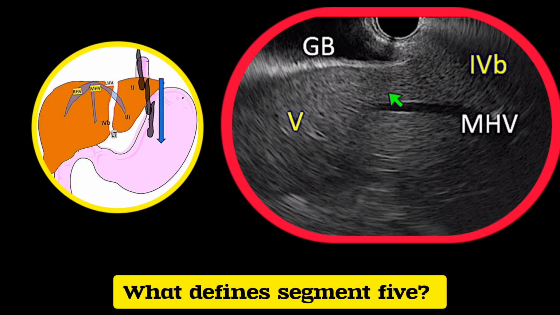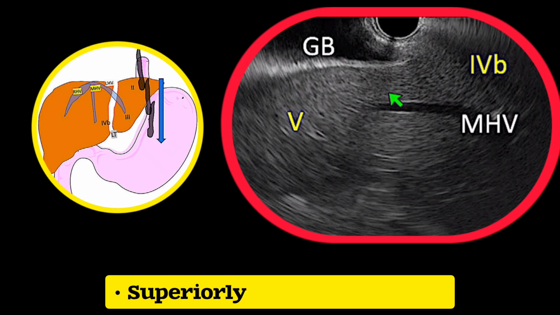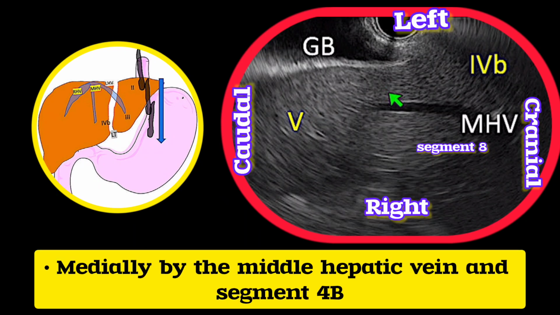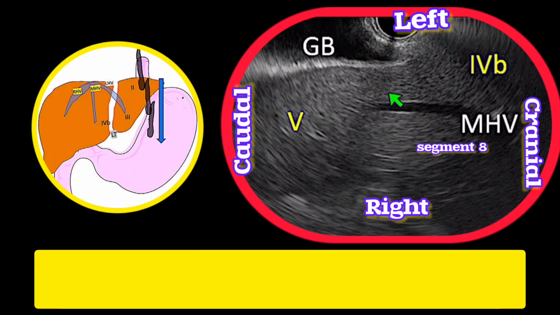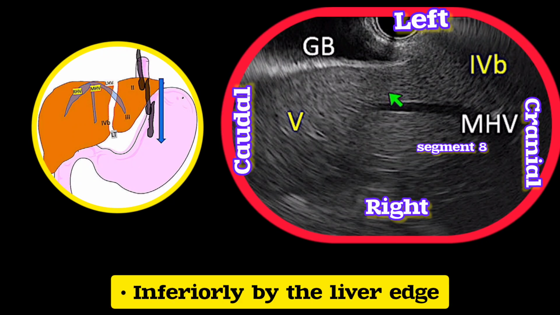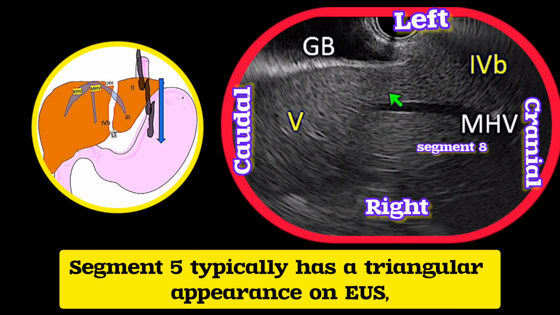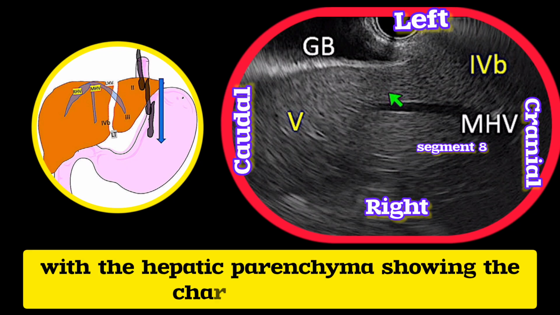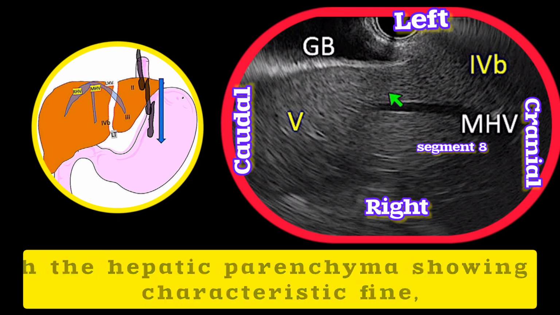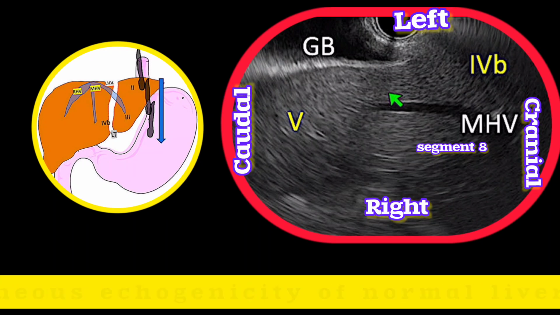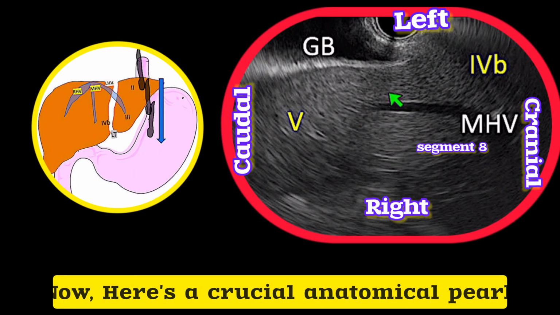What defines segment 5? It's bounded superiorly by segment 8, medially by the middle hepatic vein and segment 4B, laterally by the right lateral fissure, inferiorly by the liver edge. Segment 5 typically has a triangular appearance on EUS, with the hepatic parenchyma showing the characteristic fine, homogeneous echogenicity of normal liver tissue. Now here's a crucial anatomical pearl.